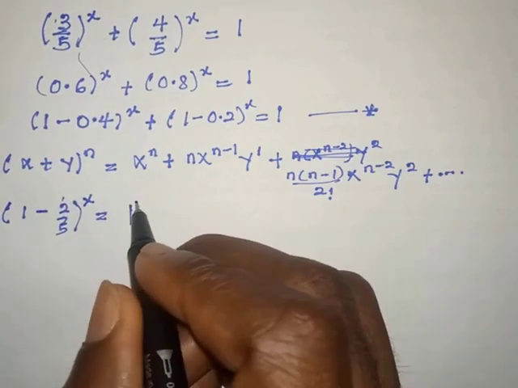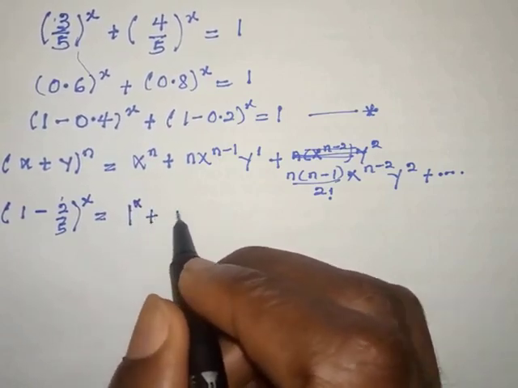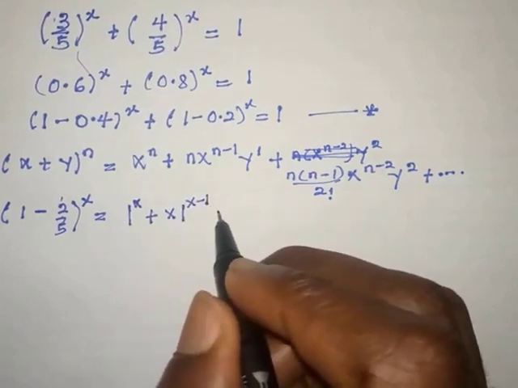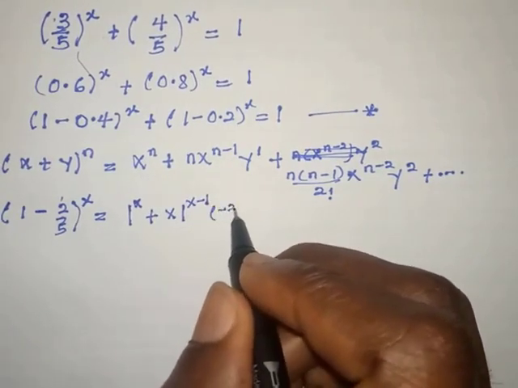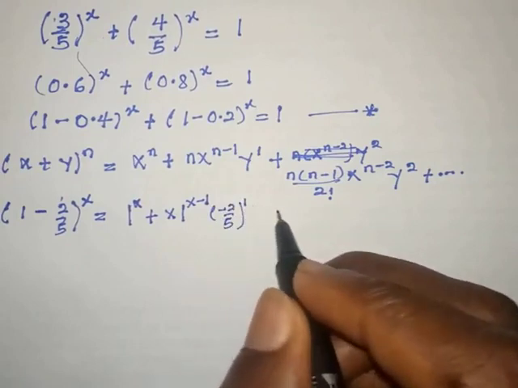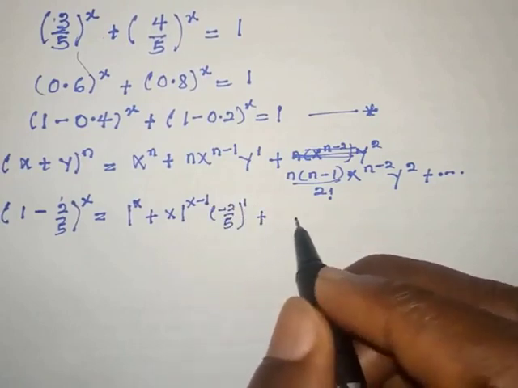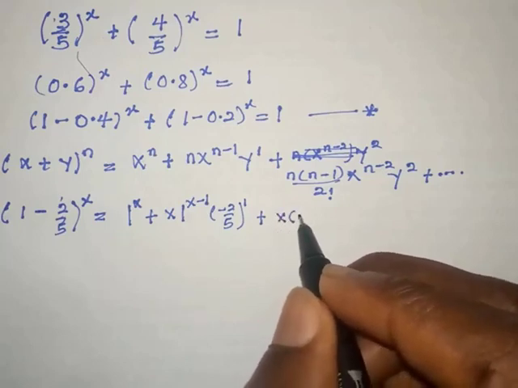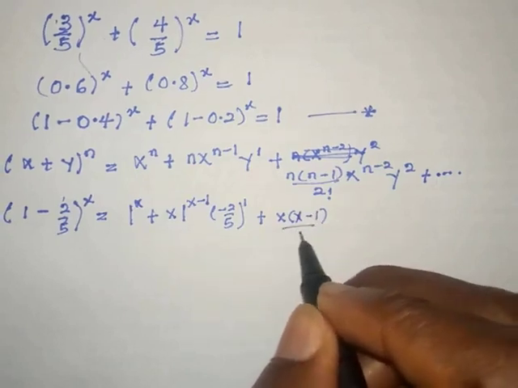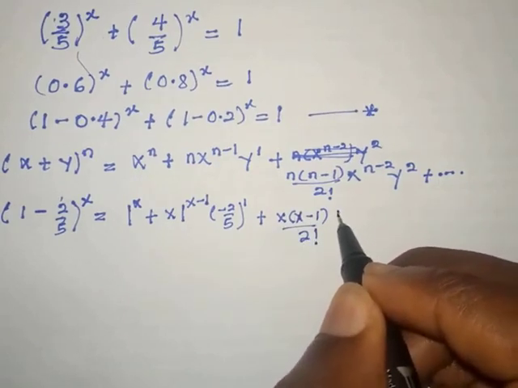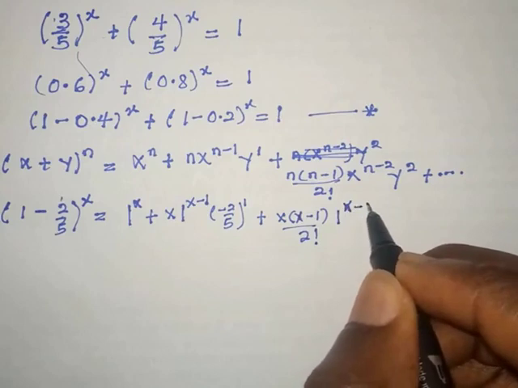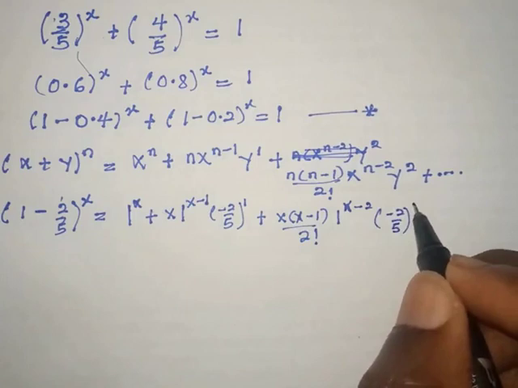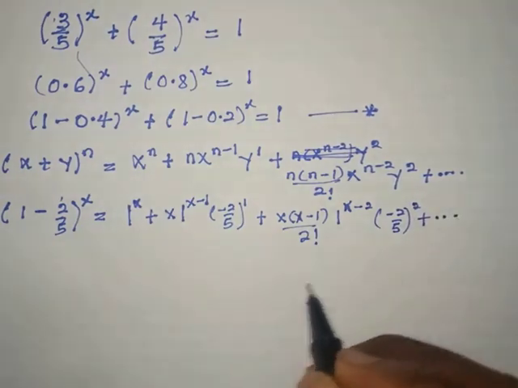So let's take it here. We have 1 raised to the power of x plus x times 1 raised to the power of x minus 1, then y is minus 2 upon 5 raised to the power of 1. Plus, for this one now, we have x open bracket x minus 1 divided by 2 factorial, then 1 raised to the power of x minus 2, and minus 2 over 5 raised to the power of 2. So I will stop at this third term.